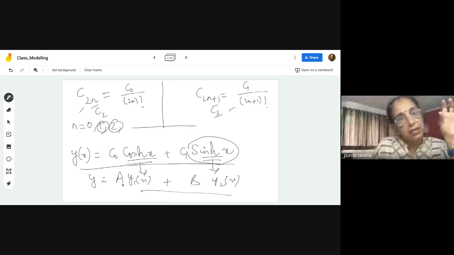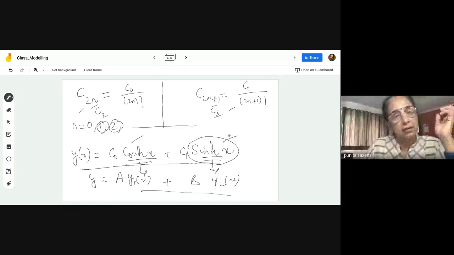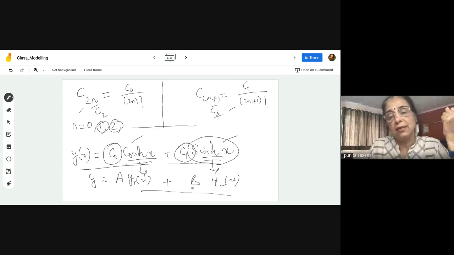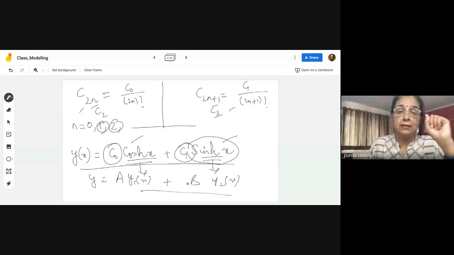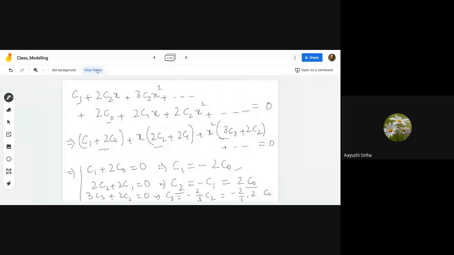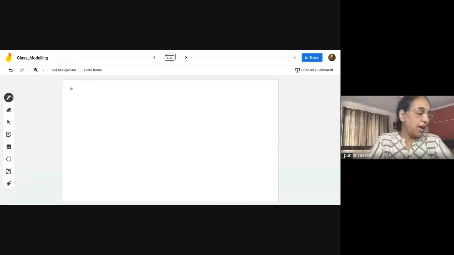So basically, we have two independent power series, okay? One representing cos hyperbolic x, the other representing sine hyperbolic x, and their combination is the complete solution of the given differential equation. As you can see, it is a second order differential equation, so it has two arbitrary constants, C0 and C1. Is this clear? Yes, ma'am.